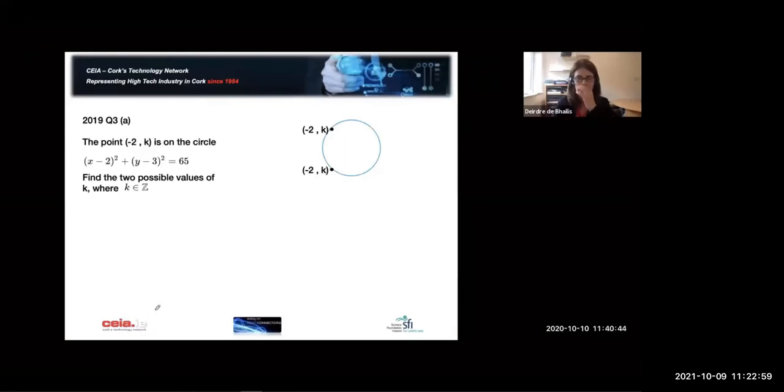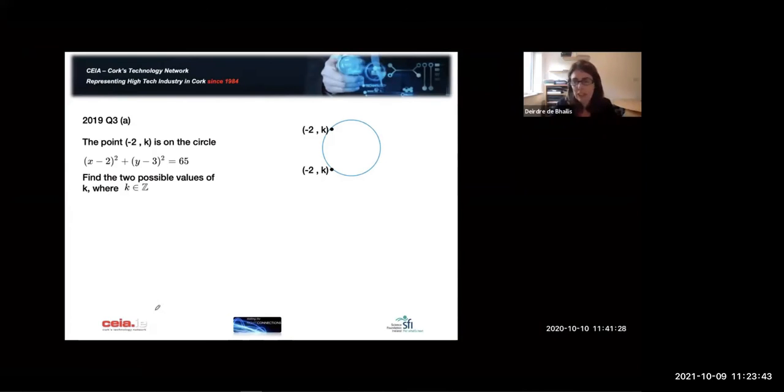We'll take a look at 2019. As you know, we didn't have 2020 this year, crazy year that it is. So question 3 in last year's paper. They are telling us that the point minus 2 and k is on this circle, x minus 2 squared plus y minus 3 squared, and that's equal to 65. They're telling us there are 2 possible values of k, where k is a member of Z, which means it can be a positive or negative integer.